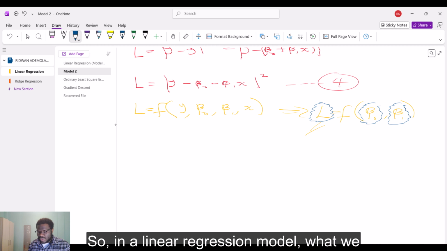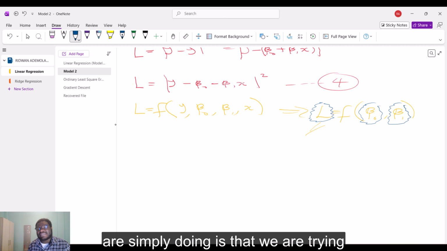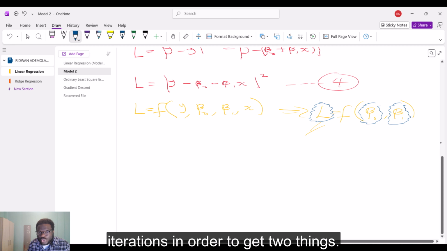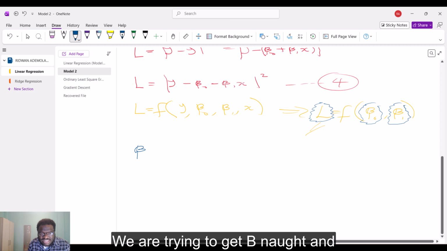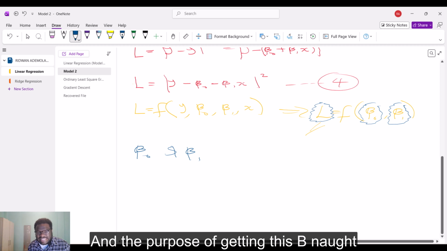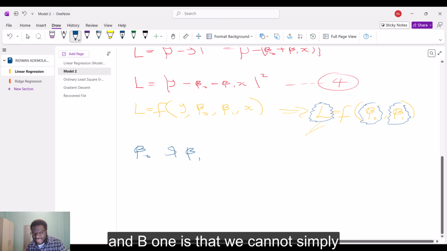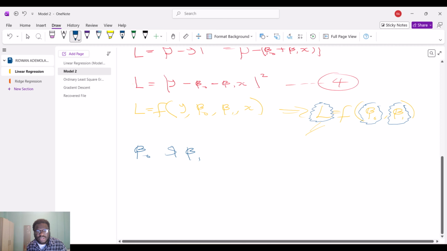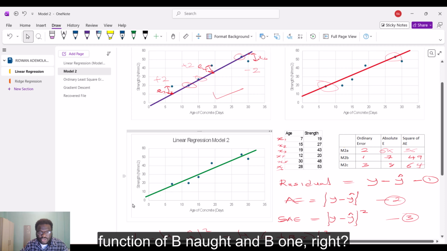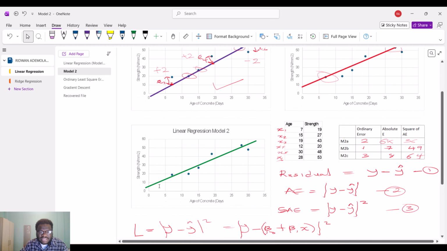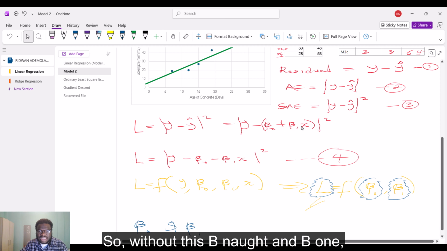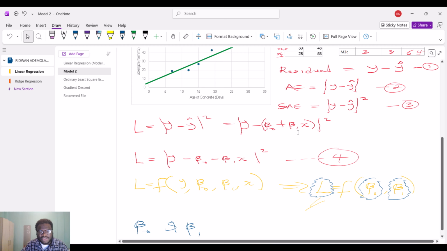Okay, so in a linear regression model, what we are simply doing is that sometimes we do a lot of iterations in order to get two things. We are trying to get what? We are trying to get b naught and we are trying to get b1. And the purpose of getting this b naught and b1 is that we cannot simply just pick a value of b naught and b1. Remember that your linear regression model is a function of b naught and b1, right? Because this is what your linear equation looks like. It is b naught plus b1x. So without this b naught and b1, you don't have a linear equation.